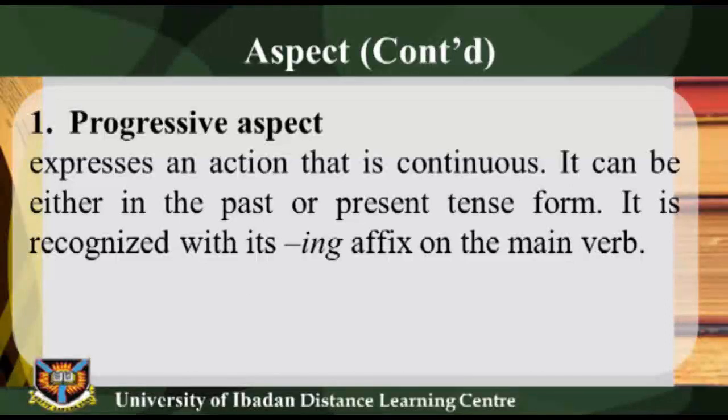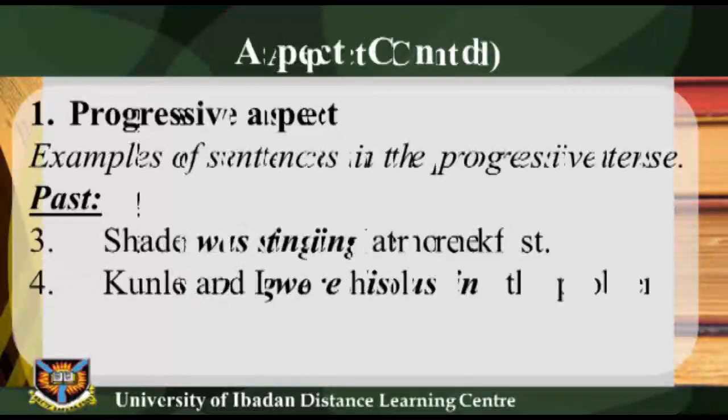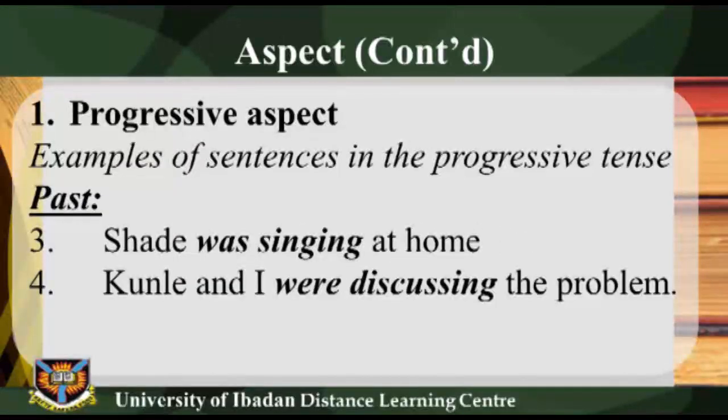The computer is a thinking device. She is my loving wife. He wrote an exciting story, etc. The following are sentences in the progressive tense. 1. Yesira is taking her breakfast. 2. Bintu is going to school. 3. Shade was singing at home. 4. Kunle and I were discussing the problem.